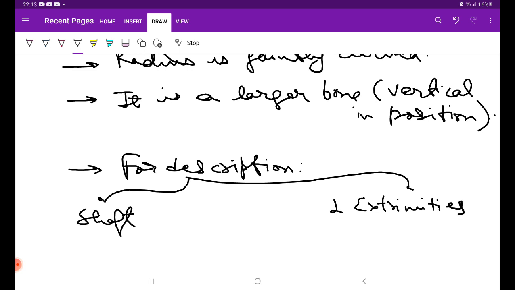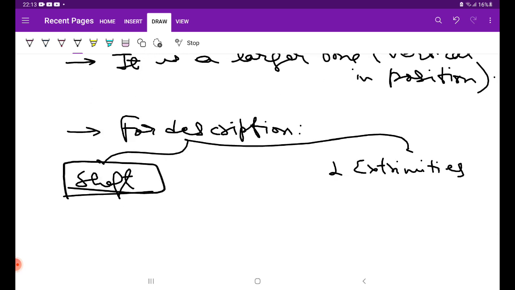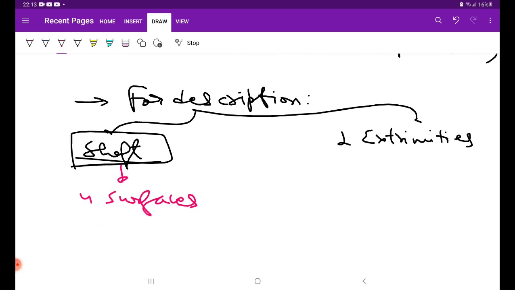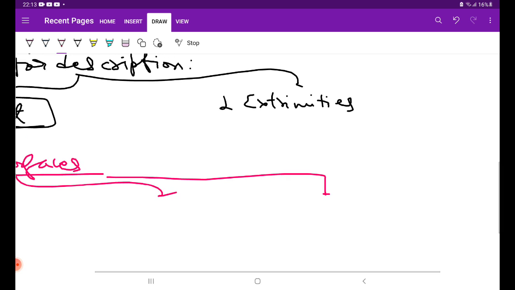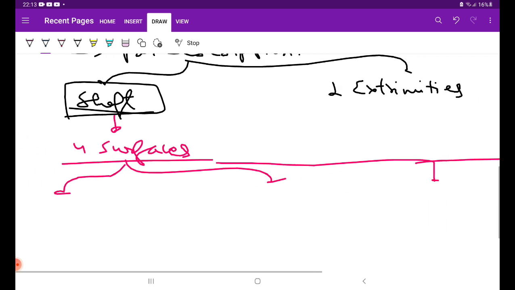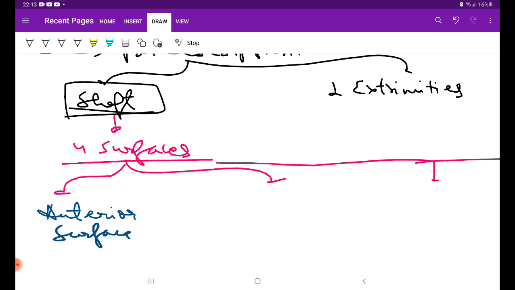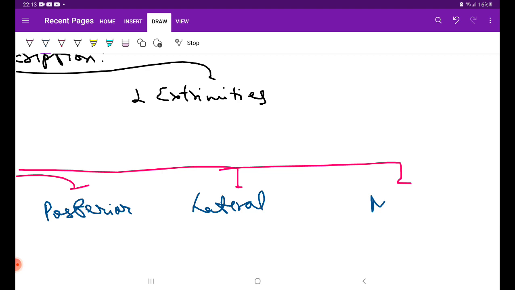or ends. If we talk about shaft, then it has got four surfaces. Shaft has got four surfaces. So what are those four surfaces? The first is anterior surface. Next is posterior surface. Then is lateral surface, and then is medial surface.